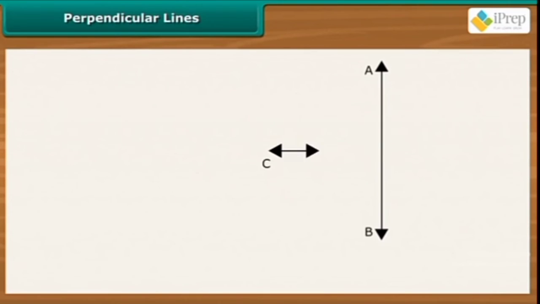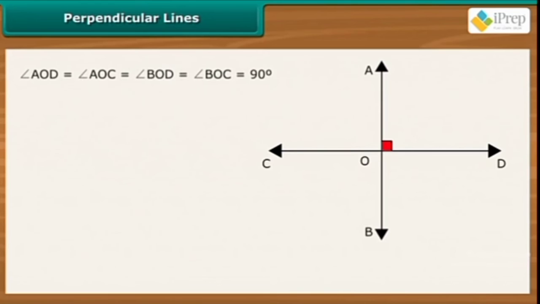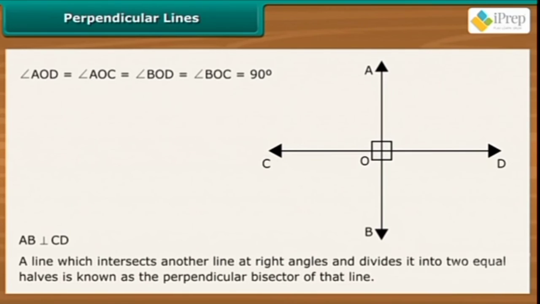Look at these two lines. AB intersects CD. The point of intersection of the two lines is O. The four angles formed at the point of intersection are 90 degrees each. Therefore, the two lines are said to be perpendicular to each other. If O is also the midpoint of CD, then AB bisects CD because it divides CD into two equal halves. Such a line which intersects another line at right angles and divides it into two equal halves is known as the perpendicular bisector of that line.